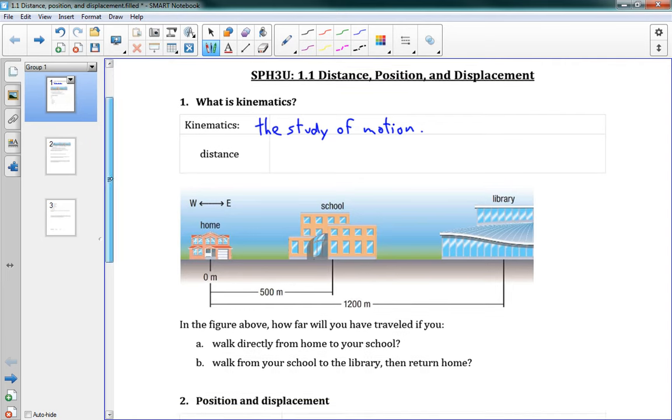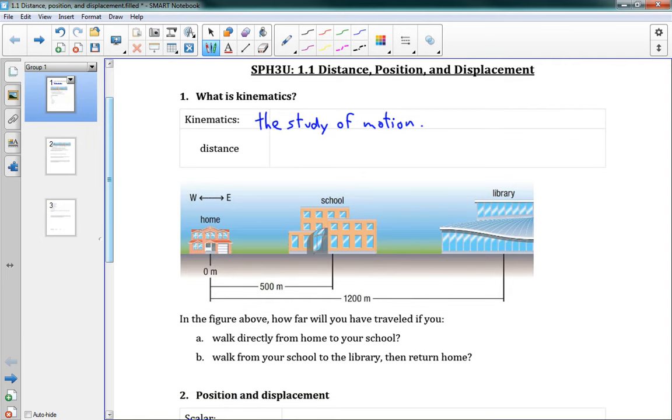And the first type of motion we're talking about is distance. Distance, we use the symbol d for this, and it is the total length of the path taken by an object. So the total length of an object's path. Okay, and we use units of m for meters.